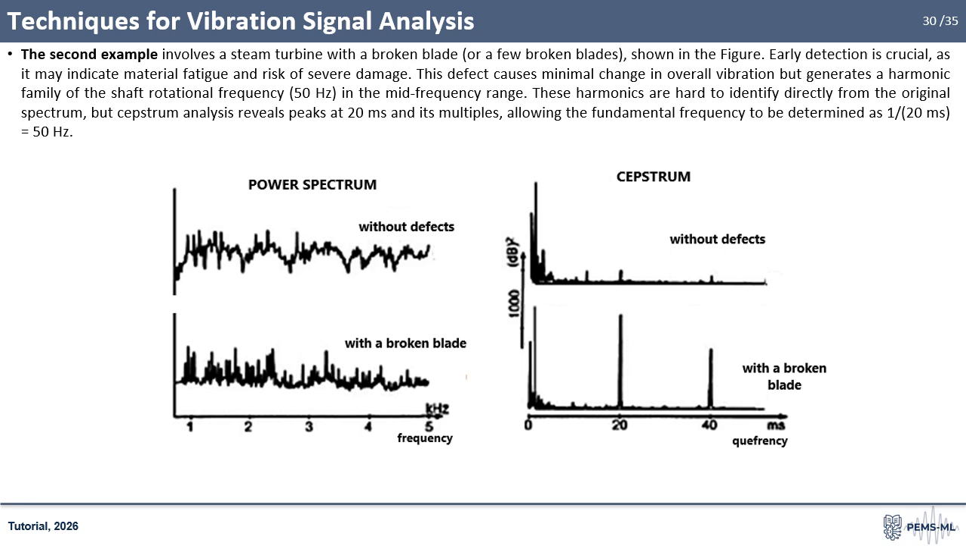In the second example, a steam turbine with a broken blade shows only minor changes in overall vibration, but generates a family of harmonics at the shaft rotational frequency of 50 Hz in the mid-frequency range. While these harmonics are difficult to detect in the spectrum, cepstrum analysis reveals peaks at 20 milliseconds and its multiples, clearly identifying the fundamental frequency as 50 Hz.